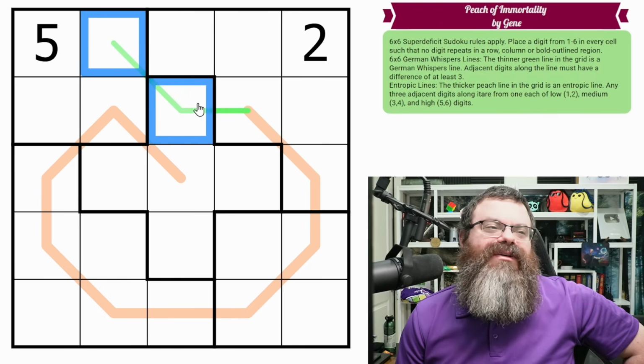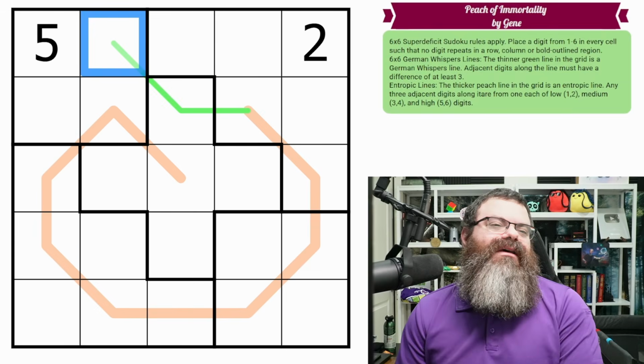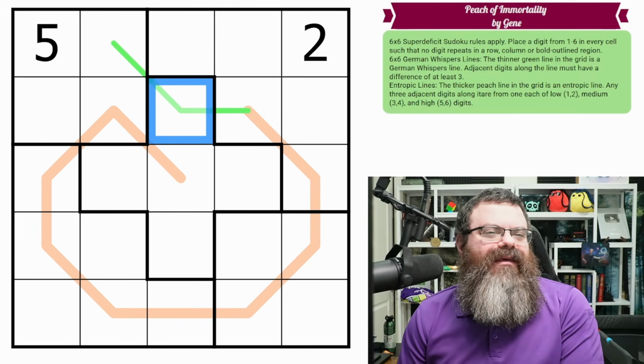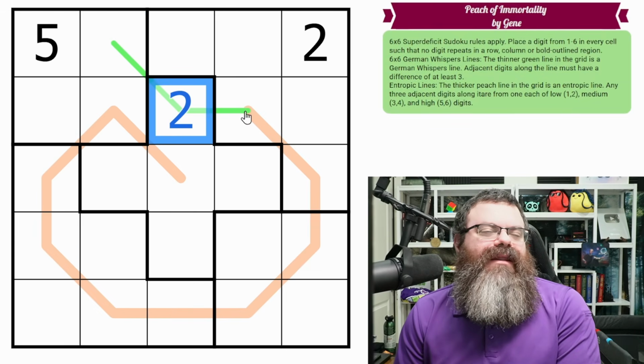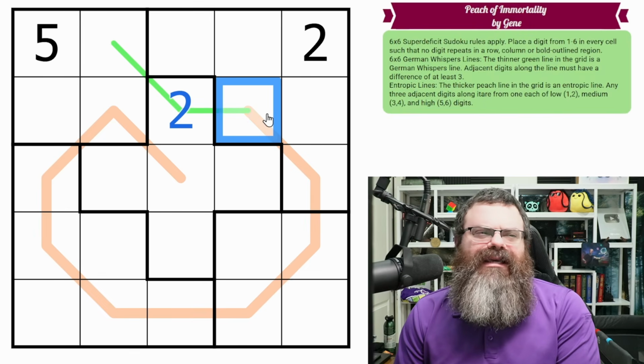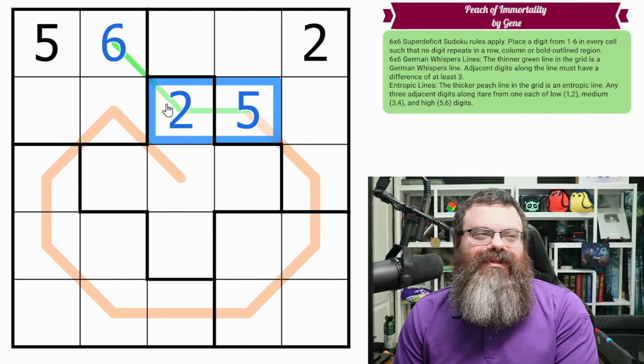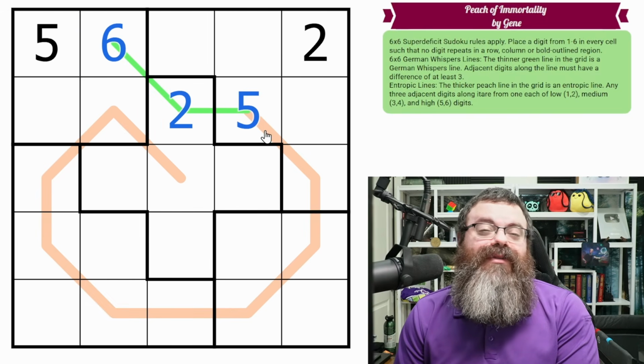All right, we also have this green line in the grid. This is a German whispers line. So adjacent digits along the line must have a difference of at least 3. So if this was a 2, then this digit and this digit that are adjacent to it need to be either 5 or 6. Like this could be 6, this could be 5. Because 5 minus 2 is 3, 6 minus 2 is 4. Those are both at least 3.